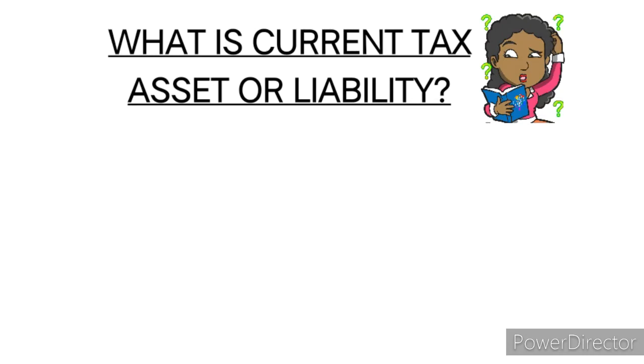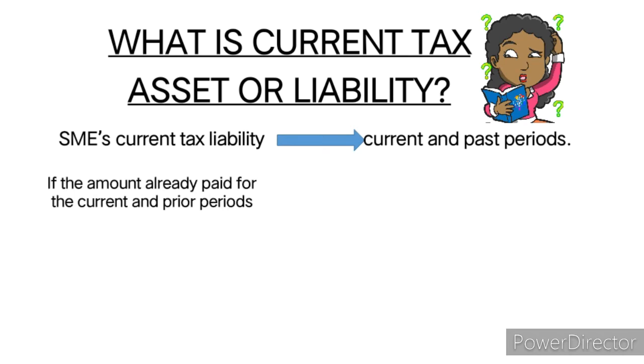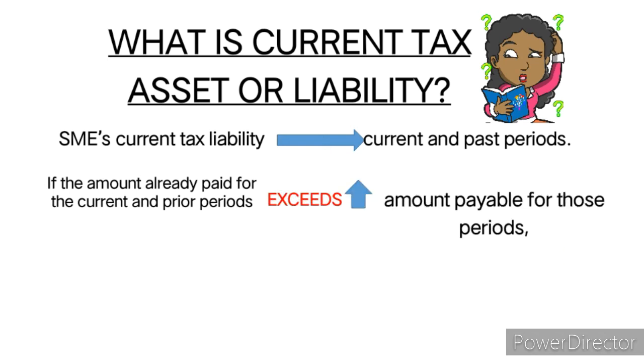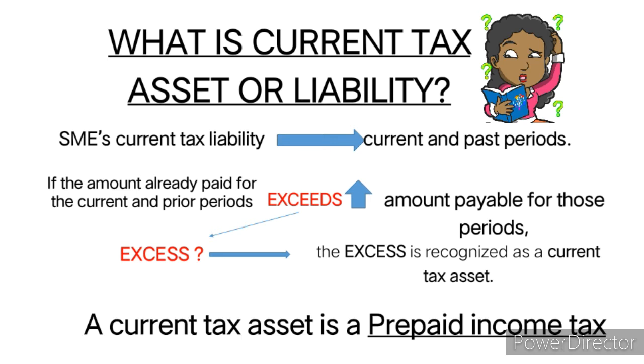Next is what current tax asset or liability. An SME shall recognize a current tax liability for taxable profit for the current and past periods. If the amount already paid for the current and prior periods exceeds the amount of payable for those periods, the excess is recognized as a current tax asset. Remember that a current tax asset is a prepaid income tax.